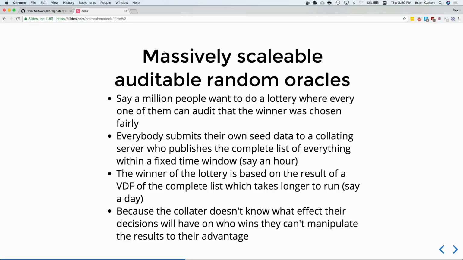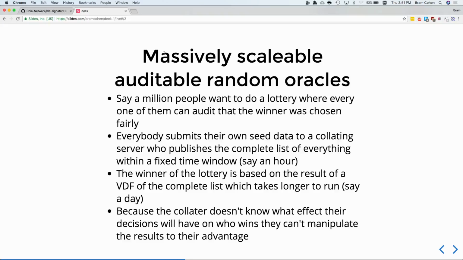Everyone has submitted their stuff to the collator. The collator publishes everything. And so anyone who wants to can download the whole thing, or they just publish the Merkle root and give everyone who submitted a proof that their thing was included in the Merkle root. And now you take the Merkle root or the entire thing and hash it up, and you are going to compute a VDF on it.